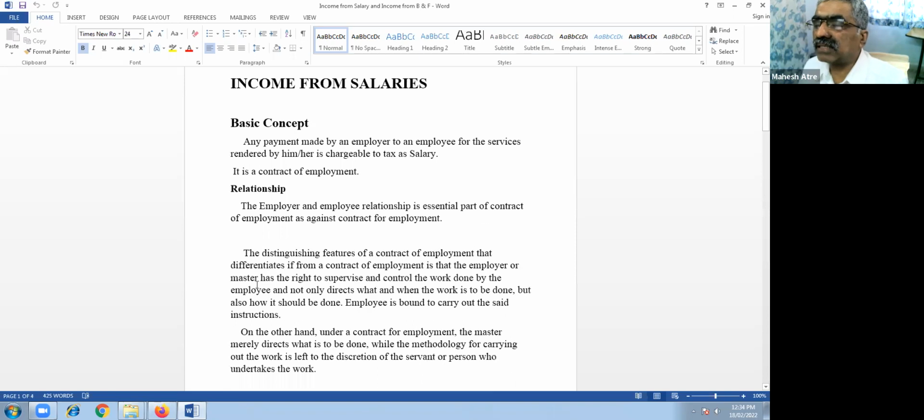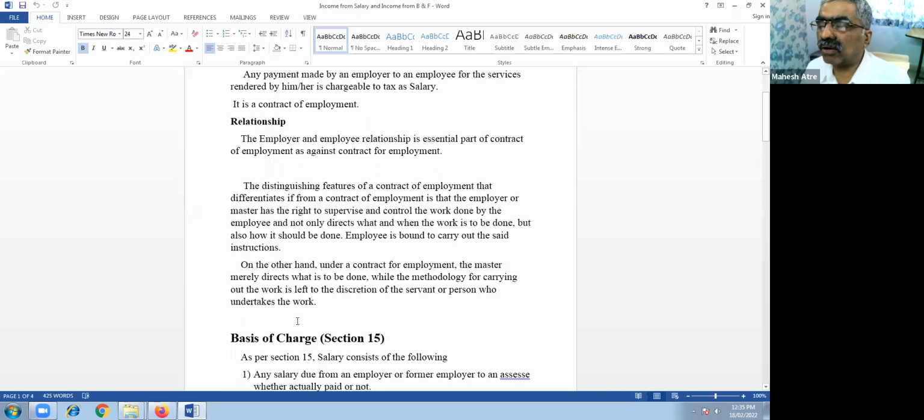Now I am going ahead with this. The distinguishing feature of a contract of employment is that the employer or master has a right to supervise and control the work done by the employee, and not only directs what and when the work is to be done, but also how it should be done. The employee is bound to carry out the said instruction. Then we call that there is a relationship and it is a contract of employment.